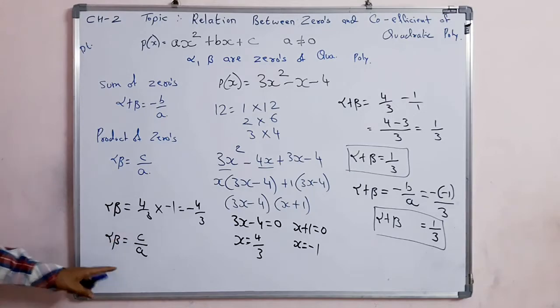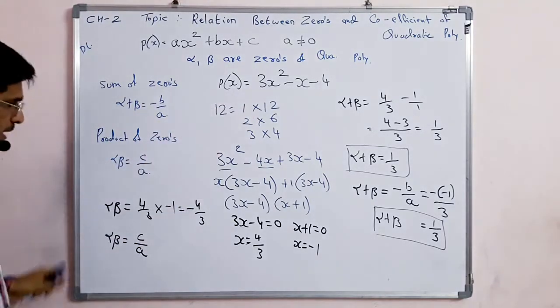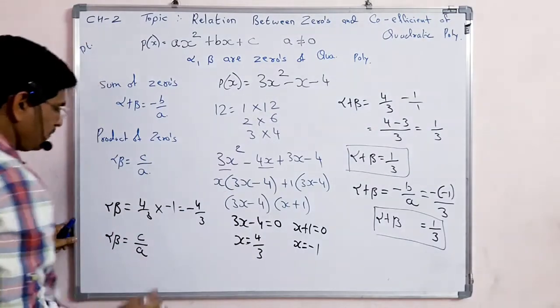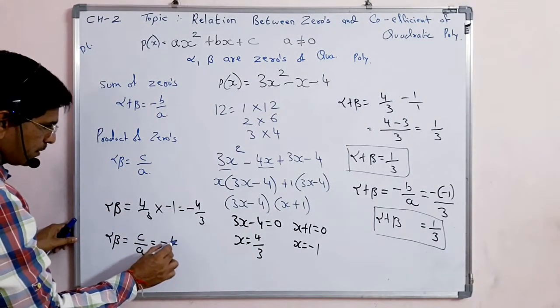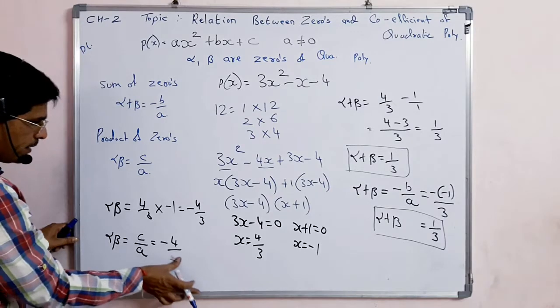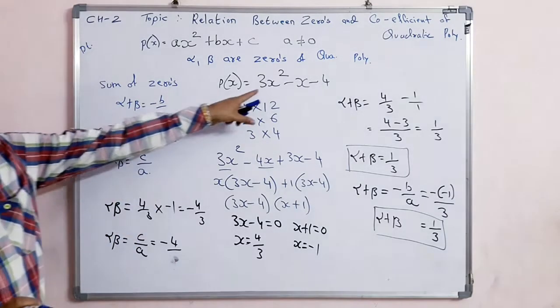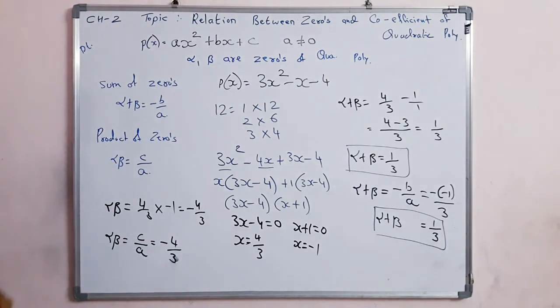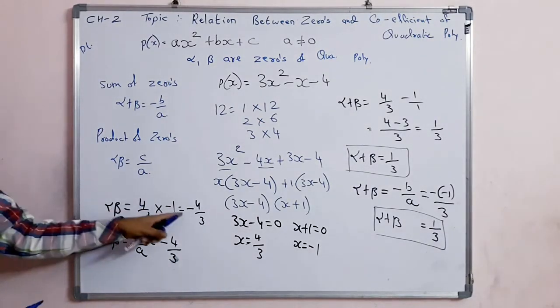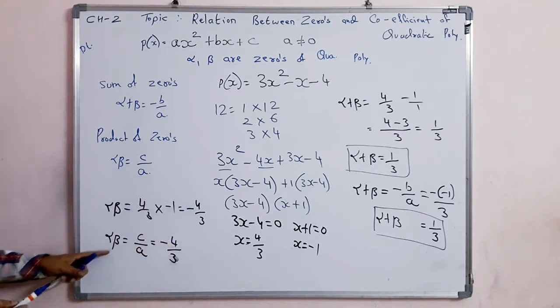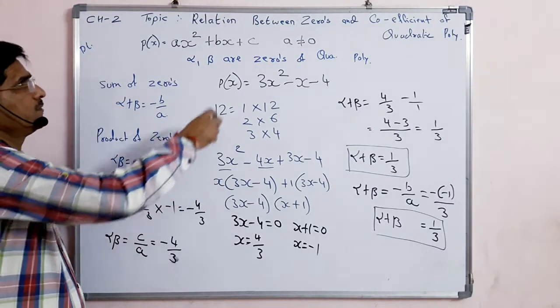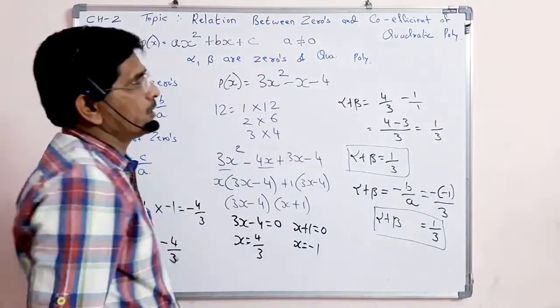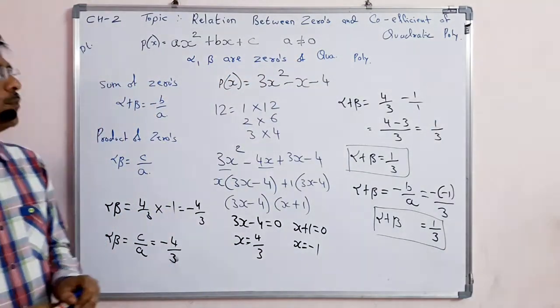Now if we see c by a, we have to find out c, that is minus 4. So I have to write minus 4, and the value of a is 3, so I have to write 3 here. Again we compare that alpha into beta is minus 4 by 3. Again alpha into beta, c by a, is again minus 4 by 3. So that is one example related to the relation between zeros and coefficients of a quadratic polynomial.